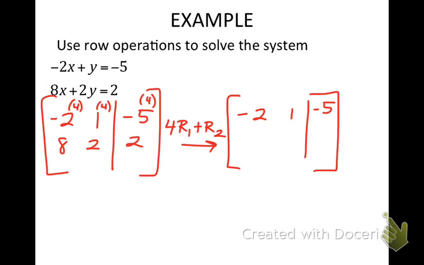Okay, so I'm going to take the product of 4 times row 1. I'm going to add it to R2, which will get me my new R2. So 4 times negative 2 is negative 8, plus 8 is 0. 4 times 1 is 4, plus 2 is 6. 4 times negative 5 is negative 20, plus 2 is negative 18.